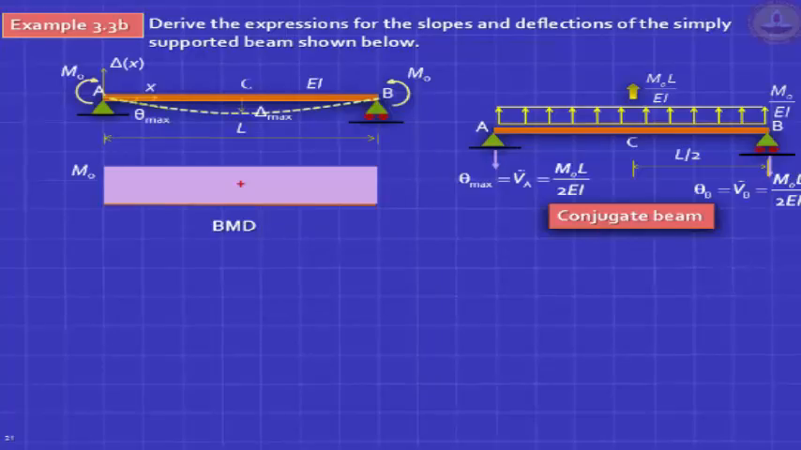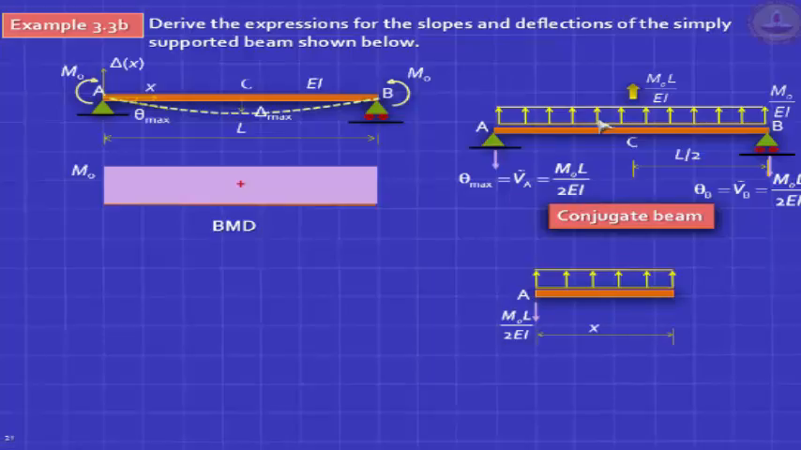Okay. So first find the support reaction. Support reaction is total load by 2. Whatever reaction you get, now I've put a tilde sign showing that this is a conjugate beam. It's not the real beam. The real beam here does not have a shear force. So this left hand side is the real beam, right hand side is the conjugate beam. The reaction here is going to be your slope here. So it's simply M naught L by 2EI.